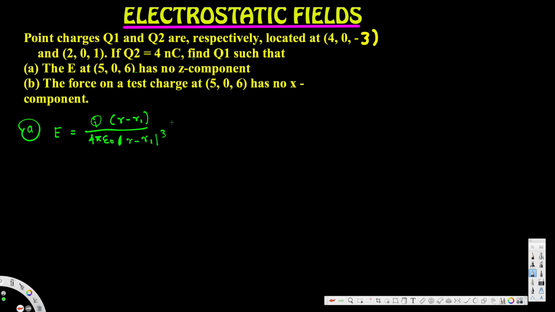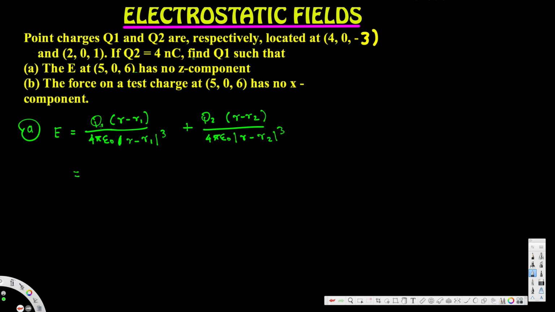Whenever we have more than one charge, this one becomes R2, and this one becomes Q1, and the other charge will be Q2, and we add them up together. So for two charges, we are going to have Q2 times R minus R2 divided by 4 pi epsilon naught times the magnitude of R minus R2 cubed. These R1, R2 are the locations of the charges, and Q1 and Q2 are the charge values. Now let's go ahead and plug in the values.